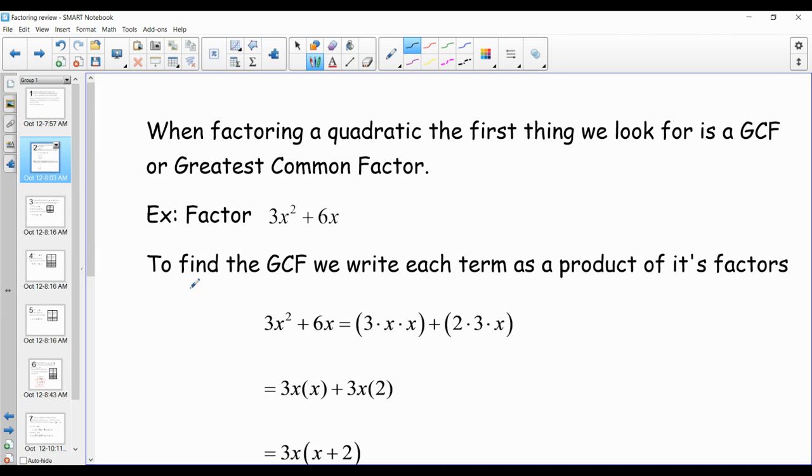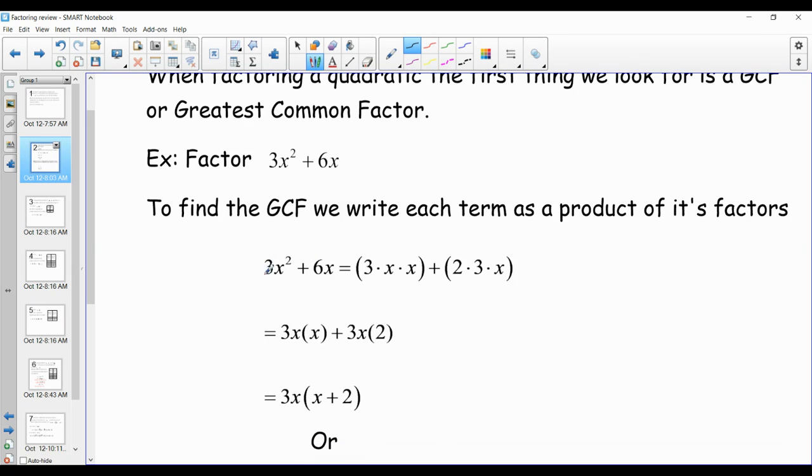To find the GCF, we write each term as a product of its factors, right? So 3x squared can be written as 3 times x times x. And 6x can be written as 2 times 3 times x. What do these two expressions have in common? Well, they have a 3x in common, right? So we're going to pull out that 3x all by itself. What does that leave over here? That leaves just that x. And over here, that leaves the 2.